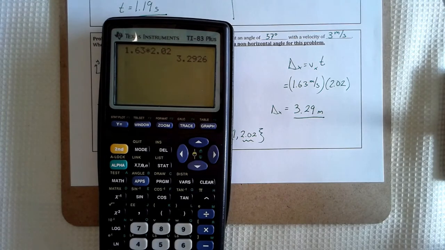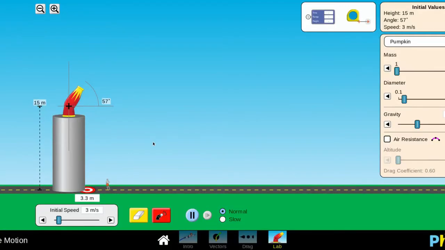All right, let's see if that's correct. Over to the simulation. Launch height of 15 meters, launch angle of 57 degrees, and initial speed of 3 meters per second. This looks ridiculous. There's no way that physics is going to be right here. Is there? You know what they say. 1, 2, 3, 4, pumpkin.